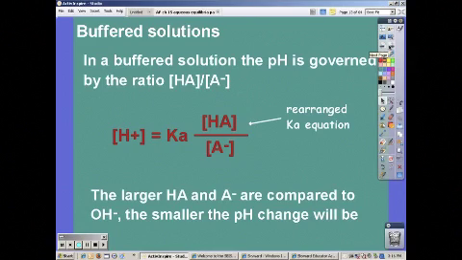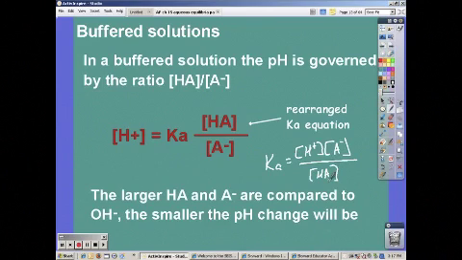In a buffered solution, the pH is governed by the ratio of acid to base. So you have the equation below, which is basically just a rearranged Ka equation. The larger our acid and base are compared to the OH, the smaller the pH change will be. So there's our Ka expression. Notice they just rearranged it.